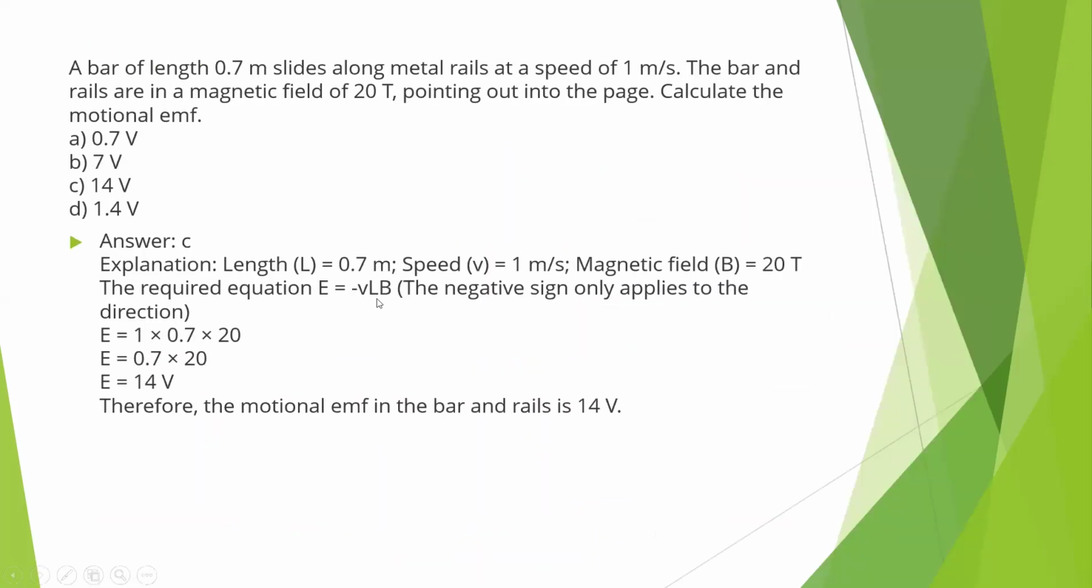So E equal to minus BLV, the negative sign only applies to the direction. So E equal to 1 into 0.7, meter per second into meter. Since they have given the same units, you don't have to convert. If they are given in centimeter, you have to convert it into meter, into 20 Tesla. Very direct equation. E is equal to minus 14 volt.